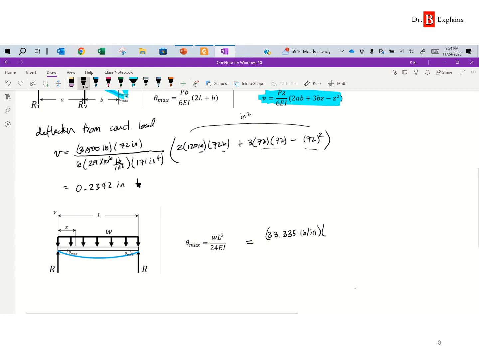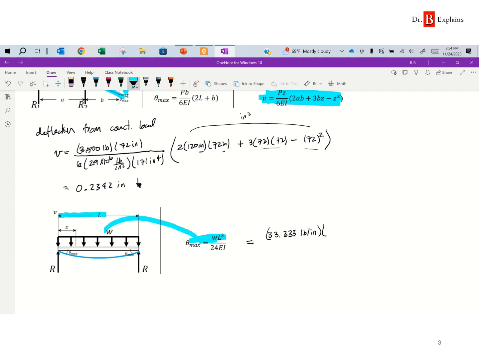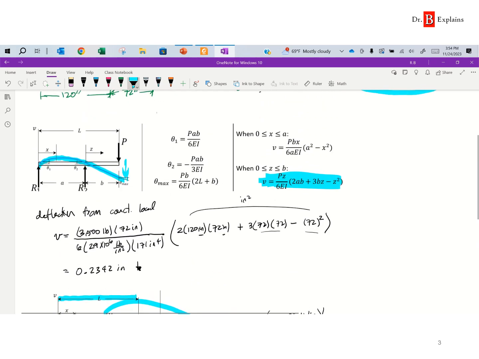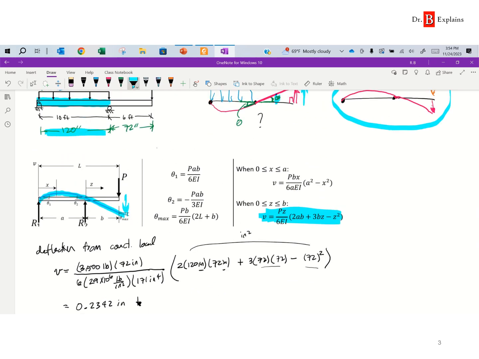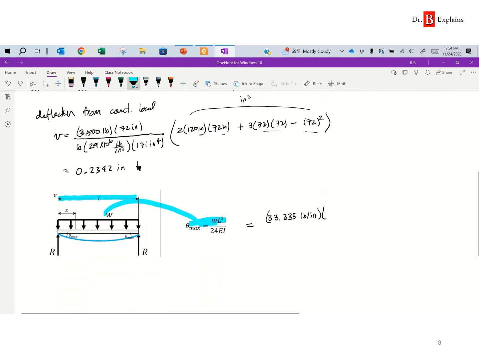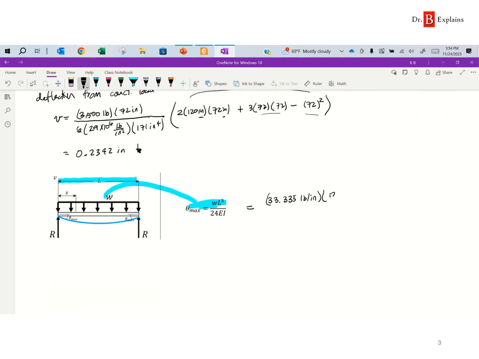Next, we're gonna multiply times L. But if you notice here, this equation for the angle is based on this figure. So here L is just the span between the supports, which on our original problem is 120 inches. So we're gonna set L equal to 120 inches. And yes, I know that the beam is more than 120 inches long. It's overhanging. But again, this equation is for that figure, and so we have to pick L as the number in between the supports.